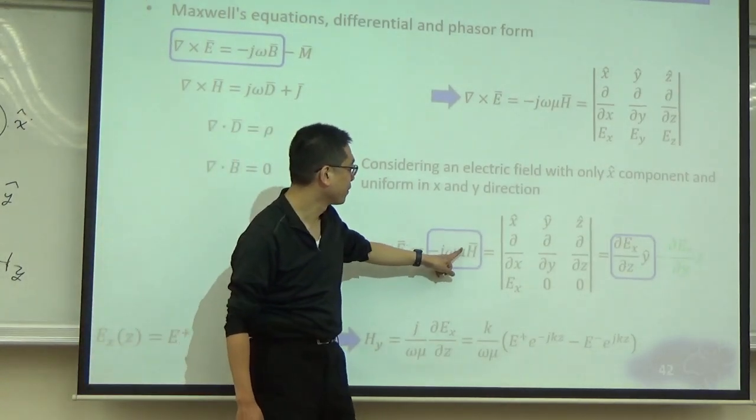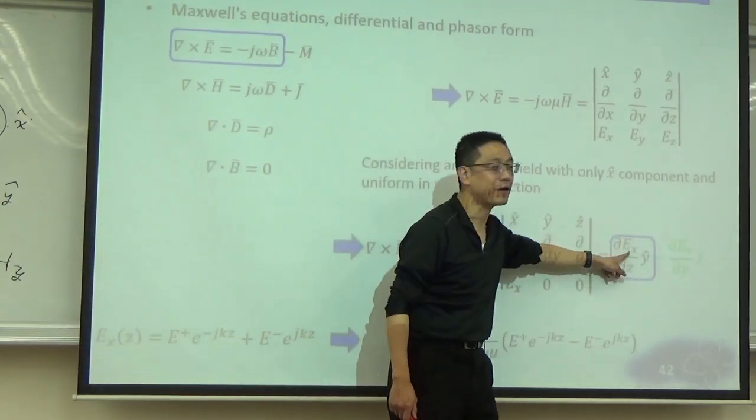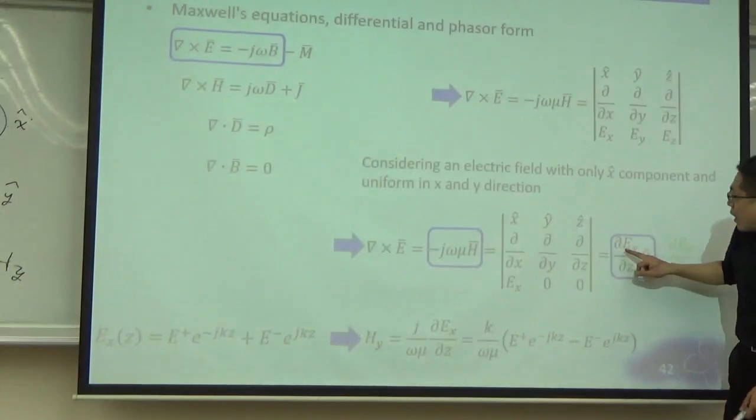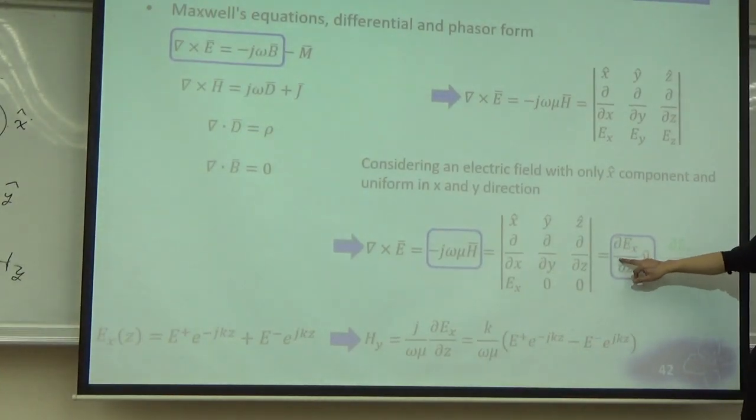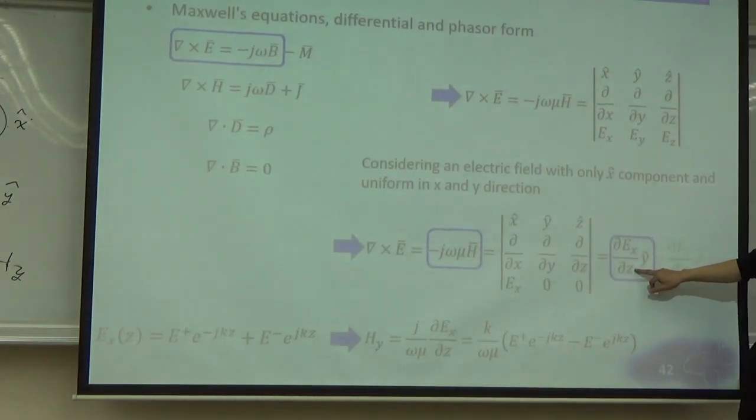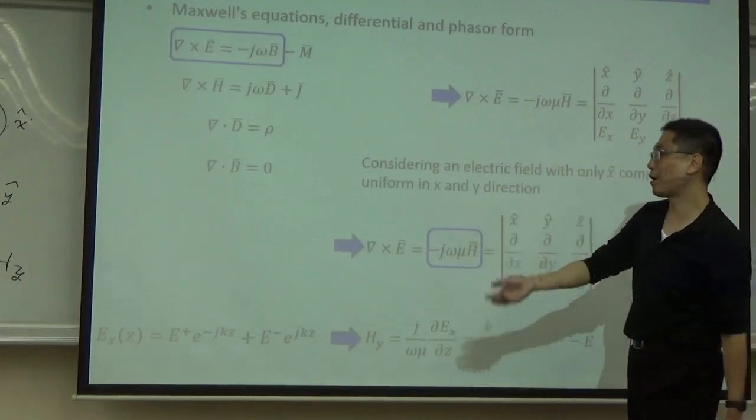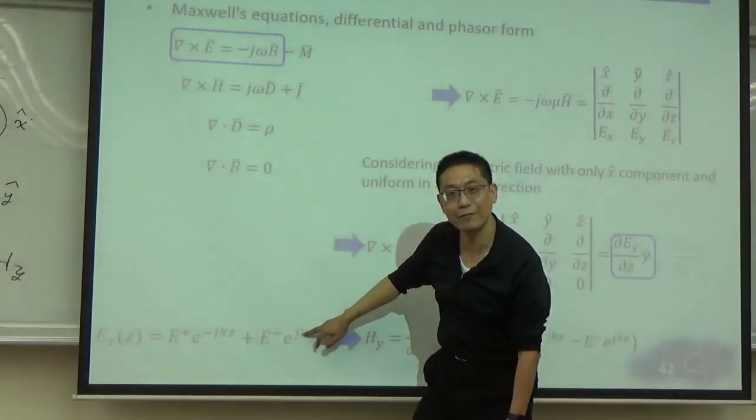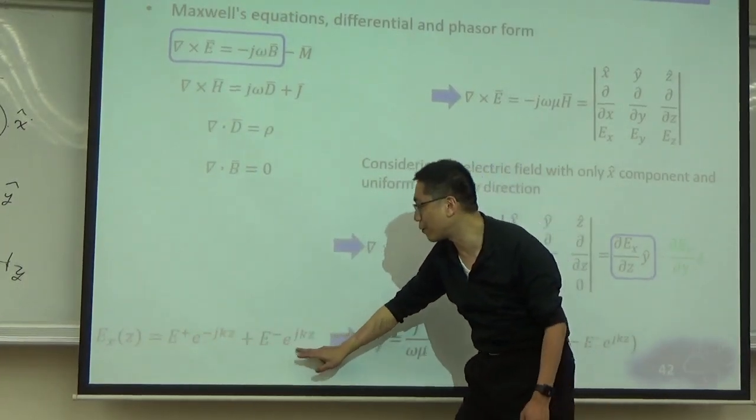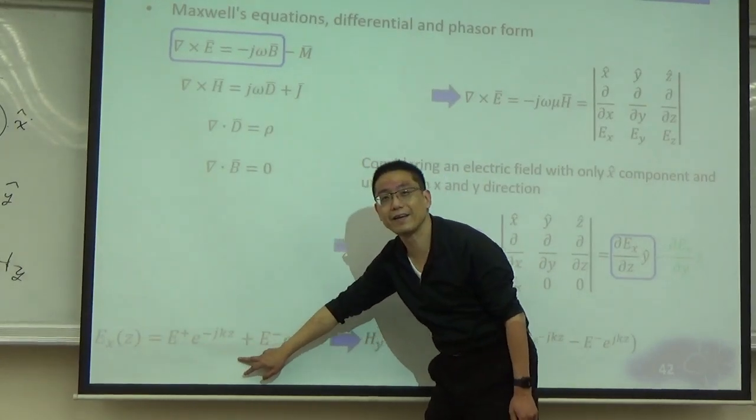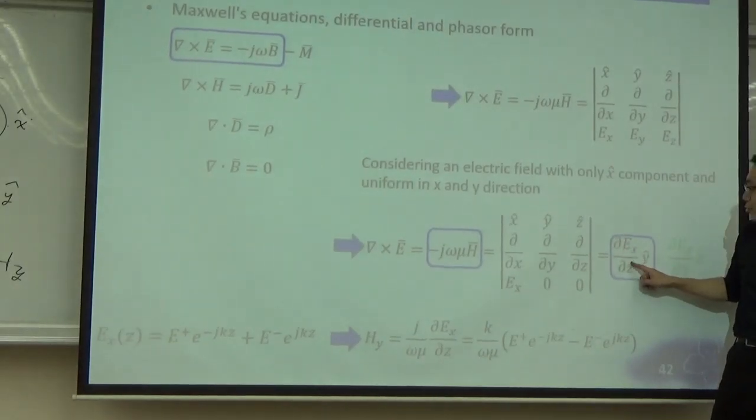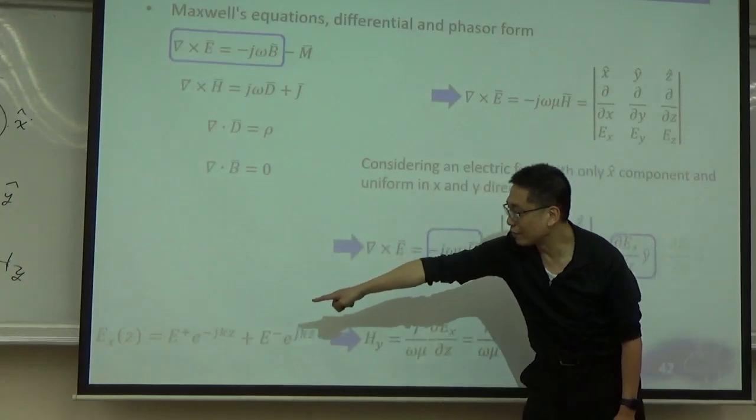Okay, so we find a relationship between this one and this one, right? Now we have a little bit of a problem. What is the problem? What is EX partial differential to Z? What is that? Back to the result we obtained a couple hours ago, 1 hour ago. This is what EX looks like, right? You directly do the partial differential to Z.